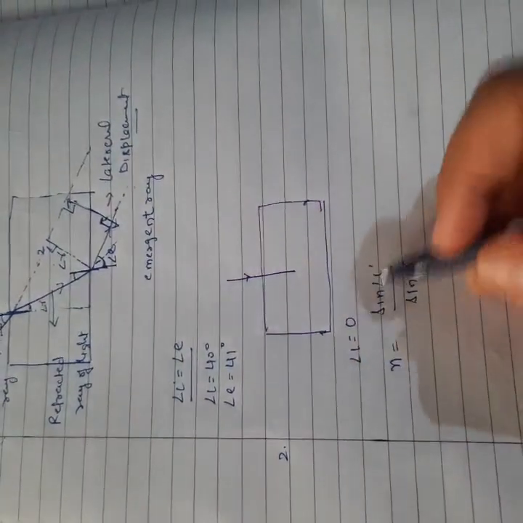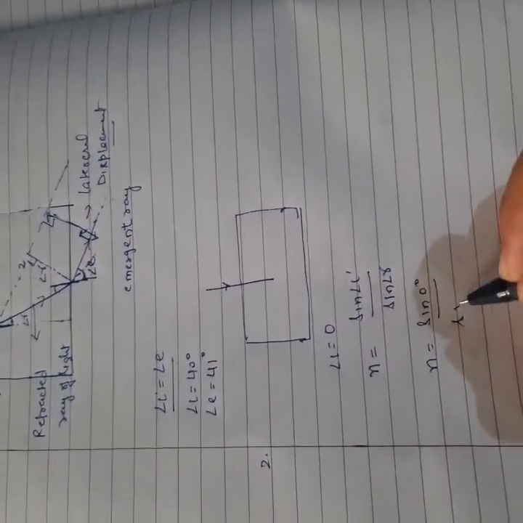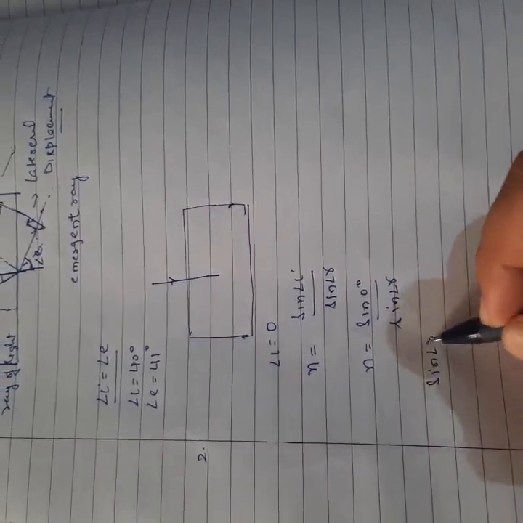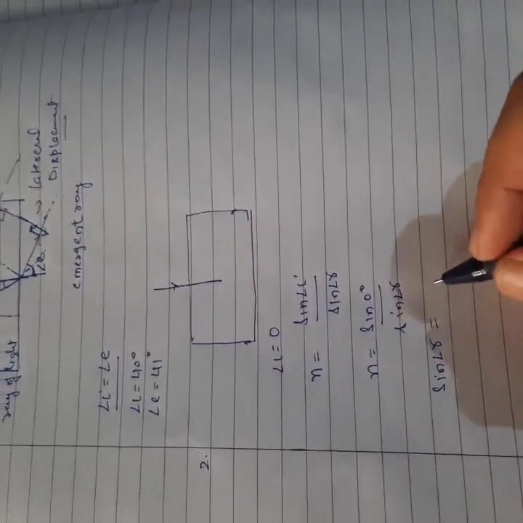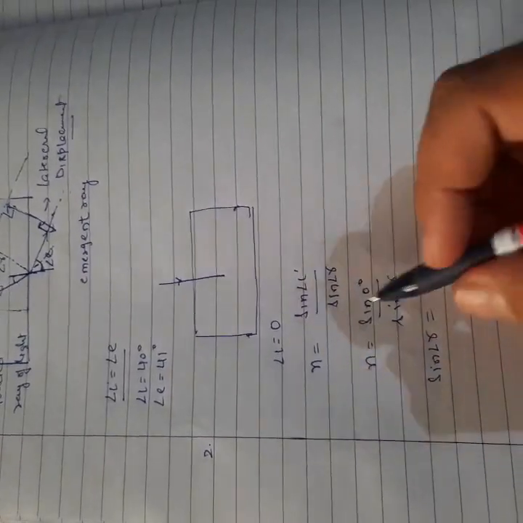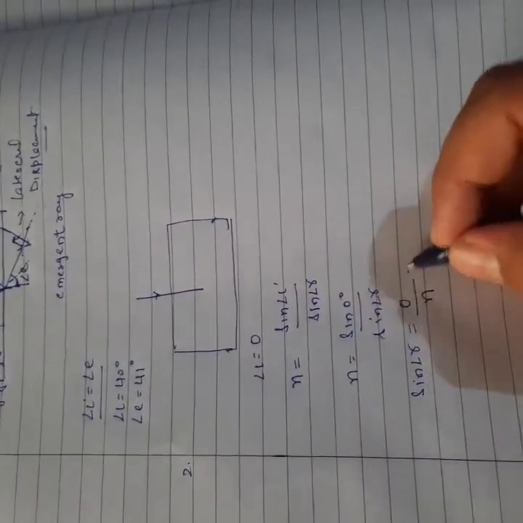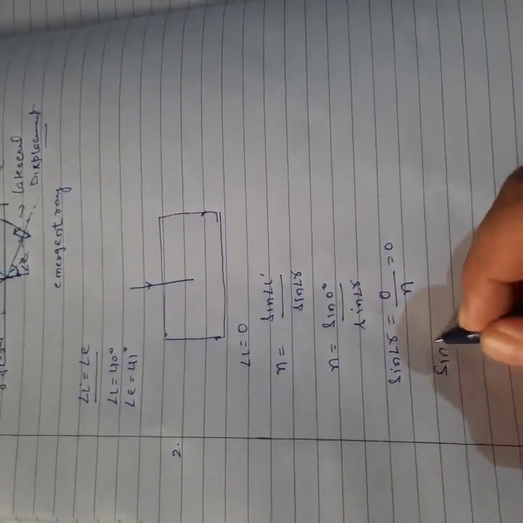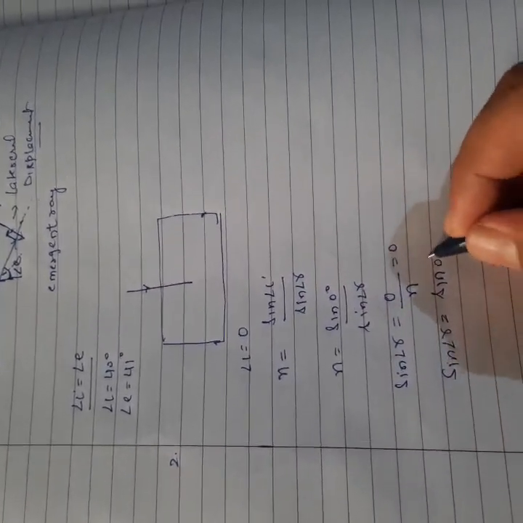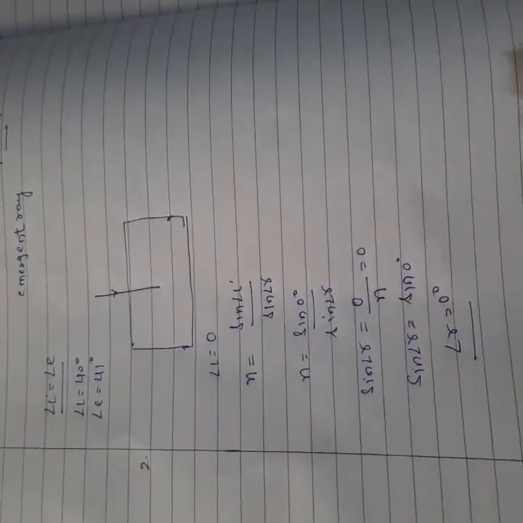Now angle I equals how much? 0. So we can say sin 0 over sin of angle R, because we have to find R, the refraction process we have to tell. So sin 0 is equal to 0, and we get 0 by n equal to 0. Clear? So sin R equals sin 0, so sin cancels sin, and angle R equals 0 degrees. So we got angle R value 0.